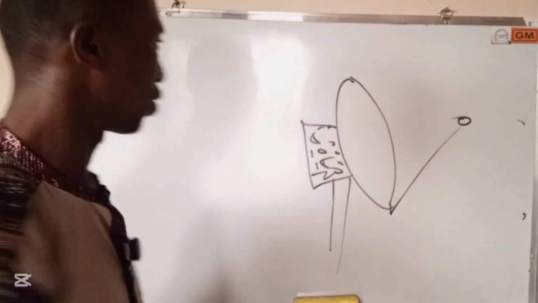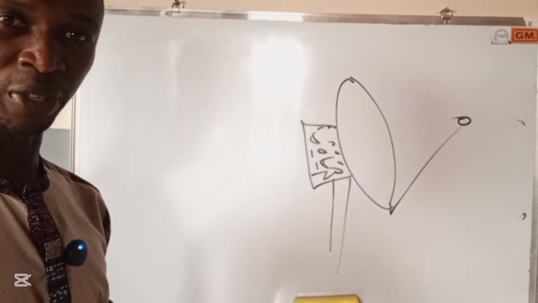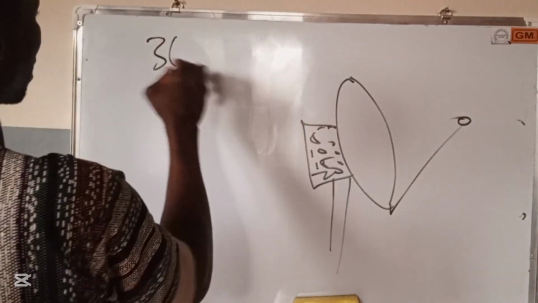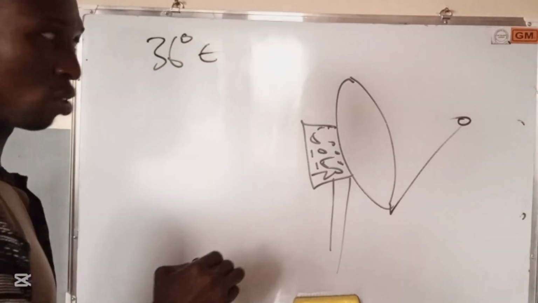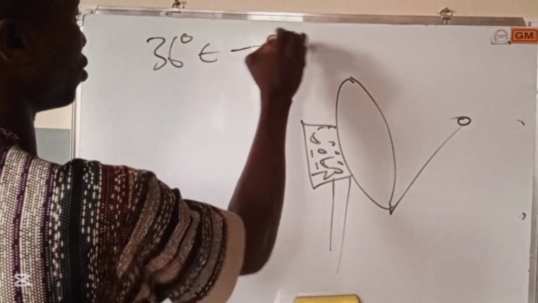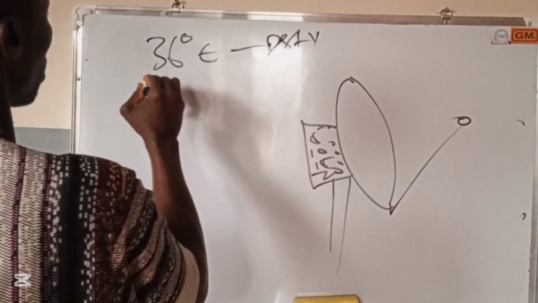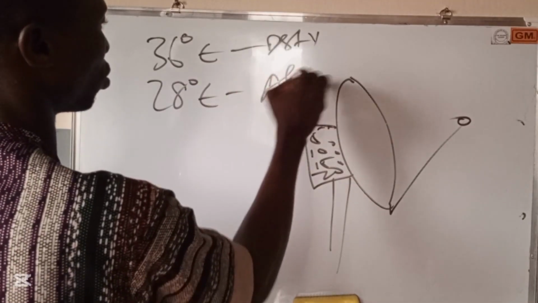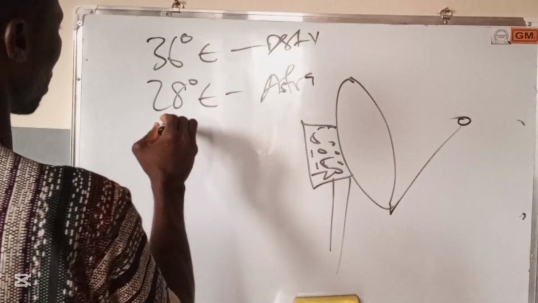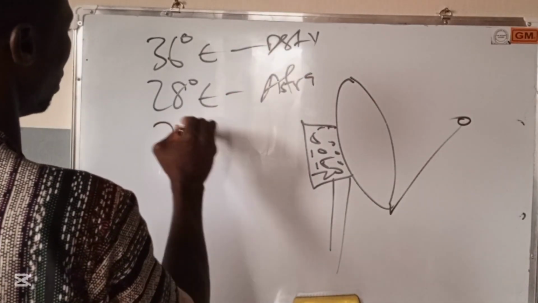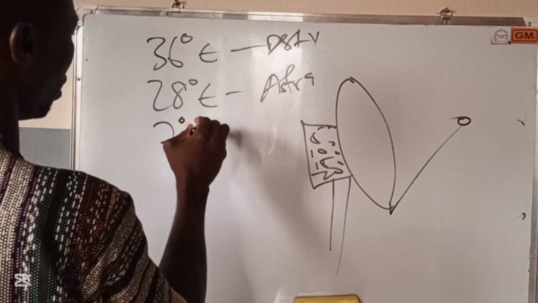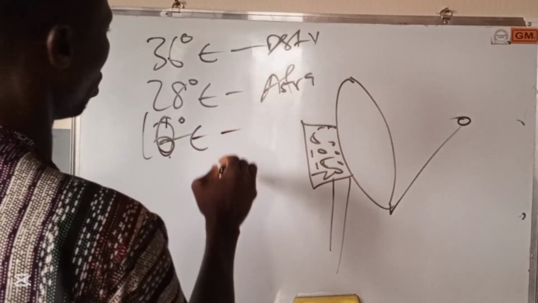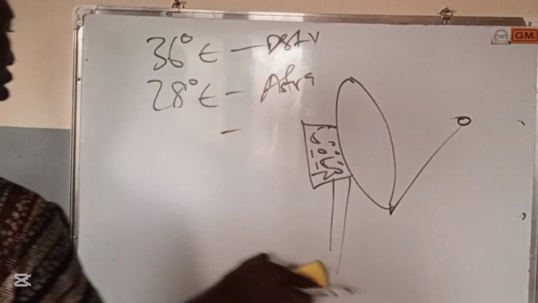If you are an installer, I'm in West Africa presently, Nigeria precisely, we have satellites like 36 degree east, which we normally connect to, that is the DSTV satellite. We also have a satellite like 28 degree east, which is the Astra 2, which is the Ghana satellite. We have a satellite like the 16 degree east, which is the Cameroonian satellite.